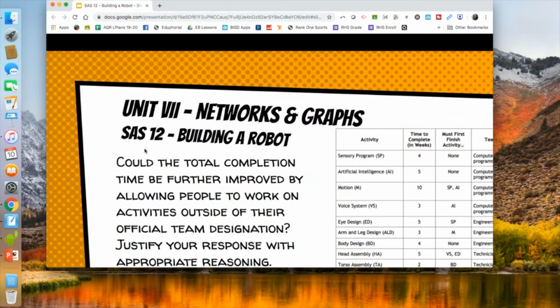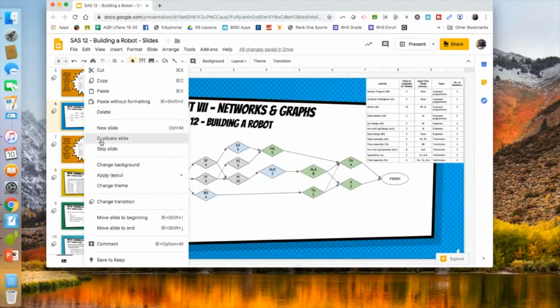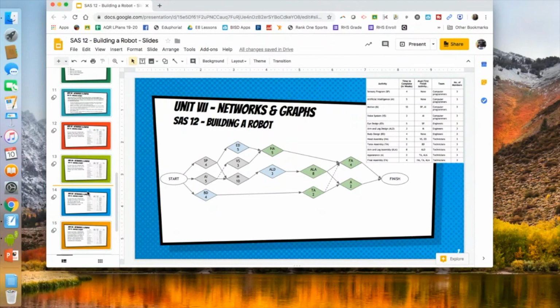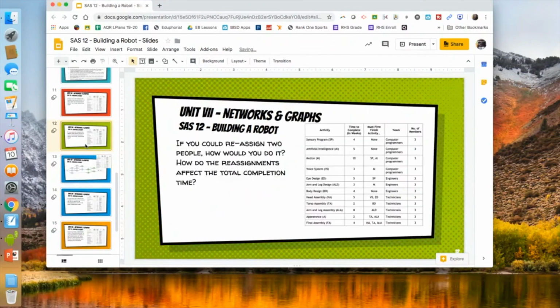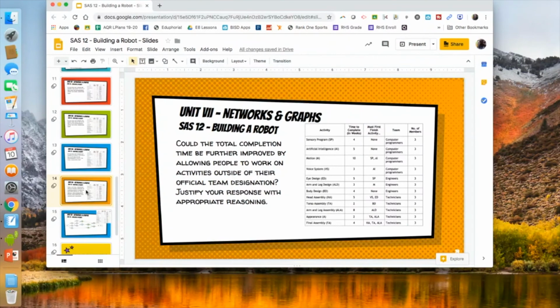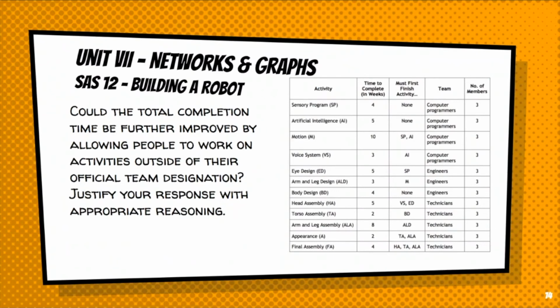Now I'm going to do ourselves a favor here. I'm going to back out here. I'm going to go back up to where the activity graph is, and I'm going to duplicate the slide so we can look at it closer. I think that's down here. Yes, that's it. So let's look at that question again. Could the total completion time be further improved by allowing people to work on activities outside of their official team designation? Justify your response with appropriate reasoning.